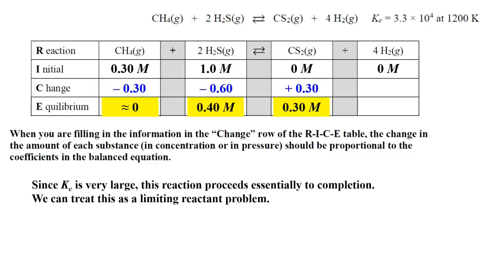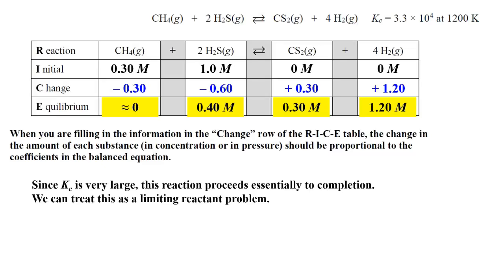But considering that the hydrogen has a coefficient of 4, that means that the change for hydrogen would be 4 times as much as the change for CS2. So 0.3 times 4 is 1.2. So if you look at the change row of the Rice table, all of those changes are in proportion to the coefficients of 1, 2, 1, and 4. Well, now, as you can see, we have actually answered part A of question 13.